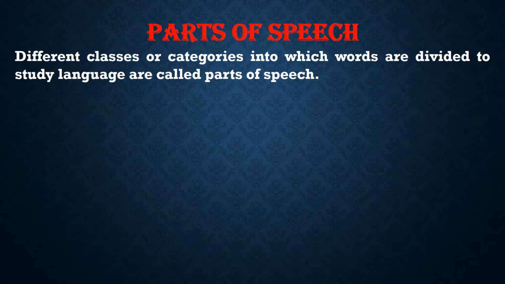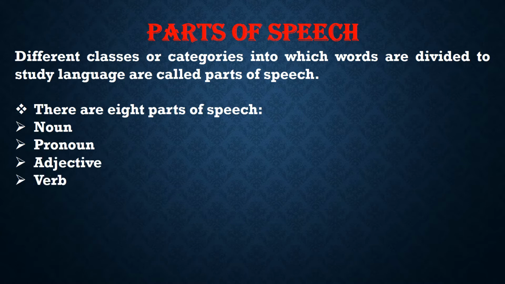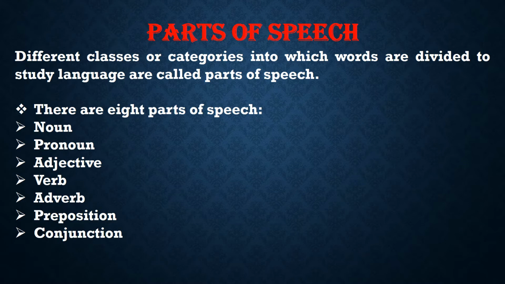So there are a total of 8 parts of speech in our English language. Those 8 parts of speech are: number 1, noun; number 2, pronoun; number 3, adjective; number 4, verb; number 5, adverb; number 6, preposition; number 7, conjunction; number 8, interjection. So these 8 are the parts of speech in our language.